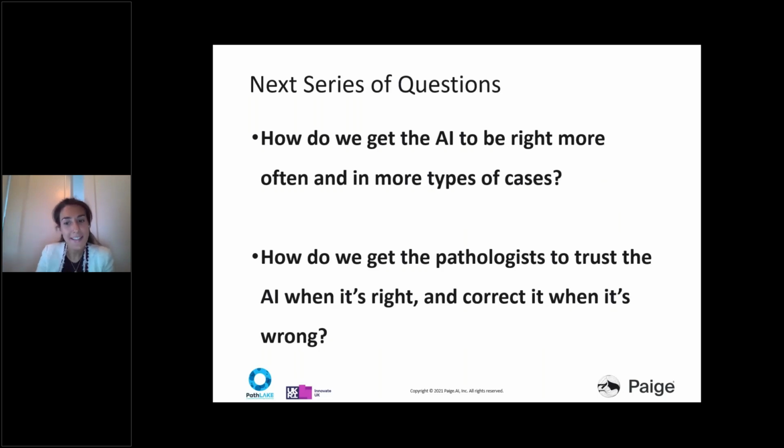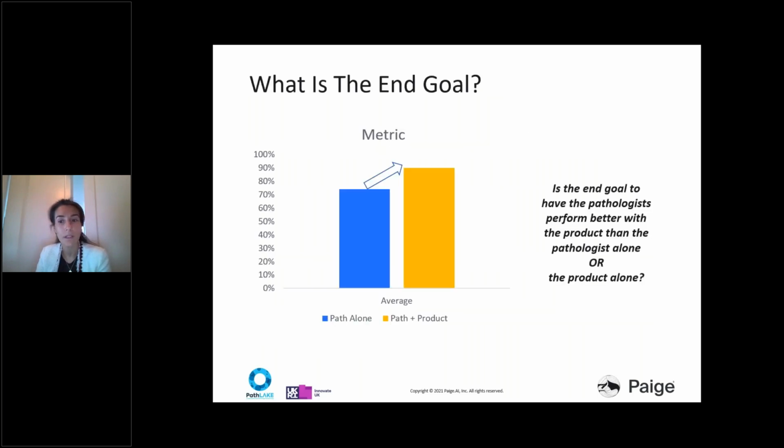It's just the next level of questioning that we at Paige are thinking about, and the field, I believe, as a whole needs to delve further into. And that is, how do we get the AI to be right more often and in more types of cases? And how do we get the pathologists to trust the AI when it's right and correct it when it's wrong?